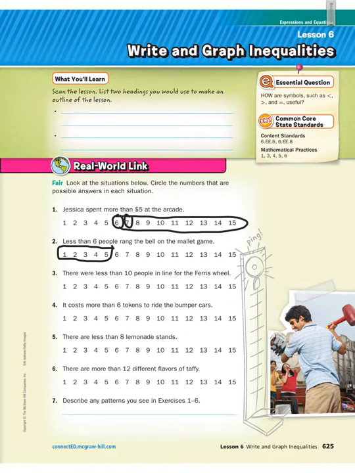Alright, now in 3 it says there were less than 10 people in line for the Ferris wheel. So circle the ones that would be true for that. Alright, so if you circled all the numbers below 10, then you should be good for there. Now we're not going to worry about 4, 5, or 6, but keep in mind what we're doing by circling those numbers, because that's going to be a lot like when we graph inequalities on the next page.